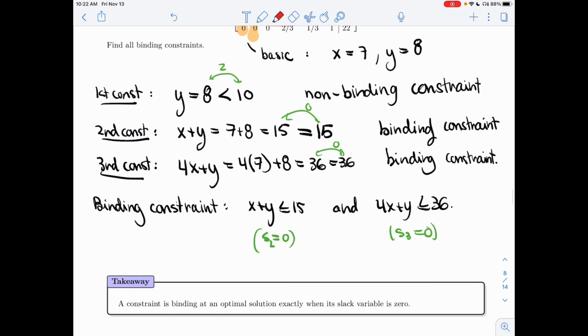And so we've learned that a constraint is binding at an optimal solution exactly when its slack variable is 0.